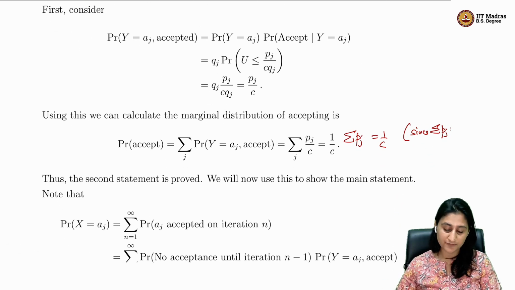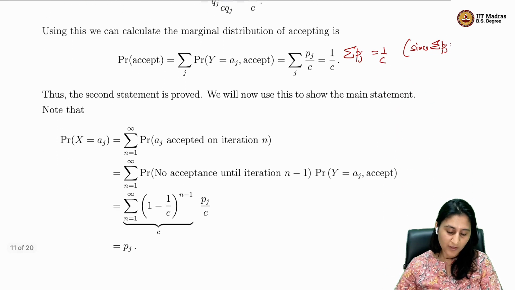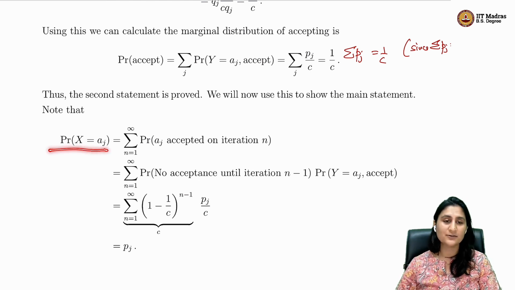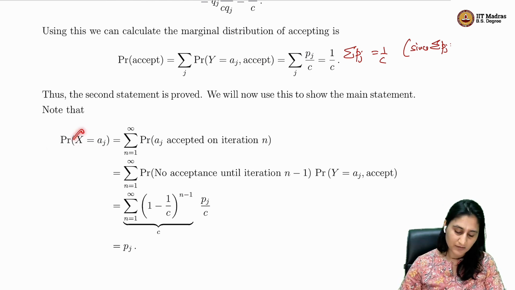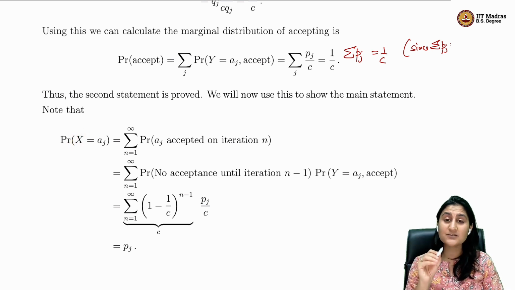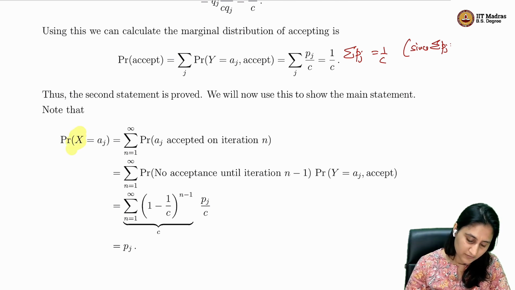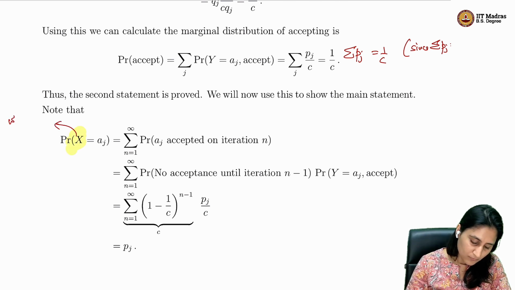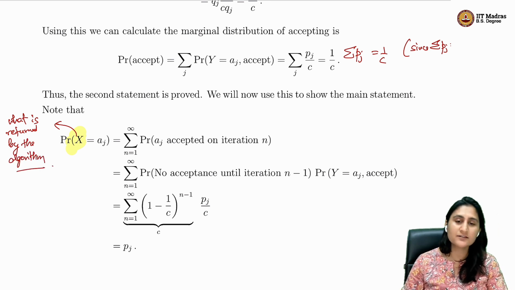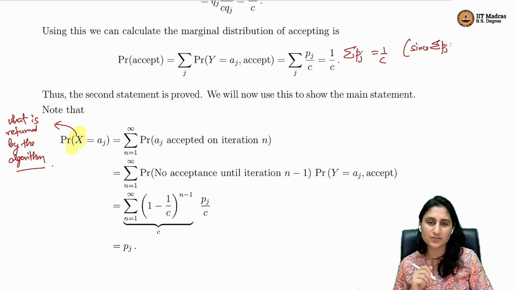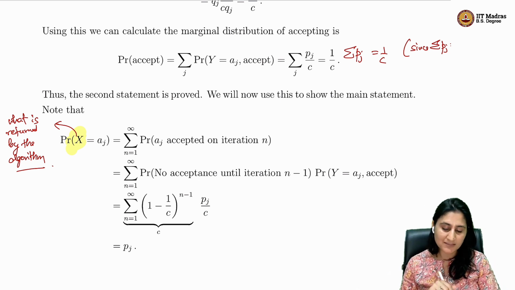We've actually done half the work for this. Now, if I want to look at the probability that x takes a value aj, note that x here is what is returned by the algorithm. Let me write that down here. This x is what is returned by the algorithm, and I want to show that it has exactly the same structure, or the same probability mass function, as my desired probability mass function.